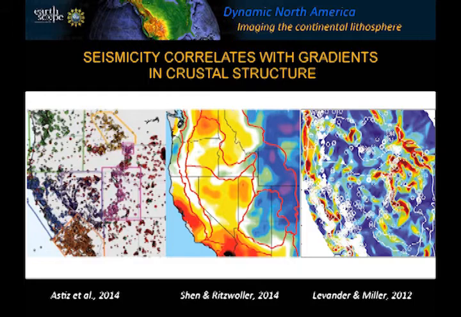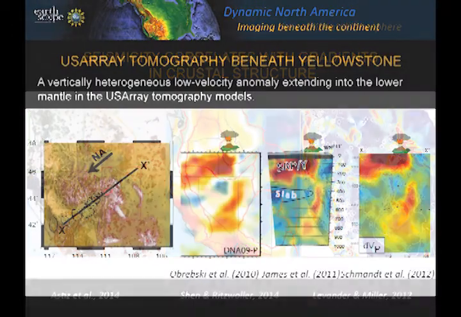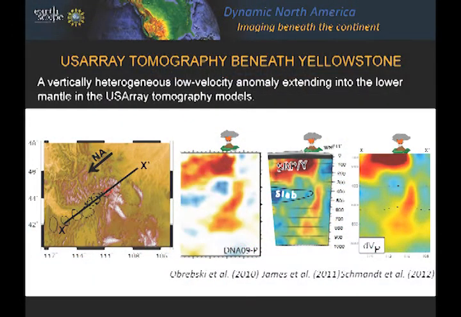Array with seismology. This map just is the gradient in one of the seismic wave speed maps. So another thing that people have been working on is Yellowstone, and there's a lot of argument in the literature about what's going on. Three different slices through the upper mantle underneath Yellowstone all pretty well show a low velocity anomaly extending into the lower mantle.